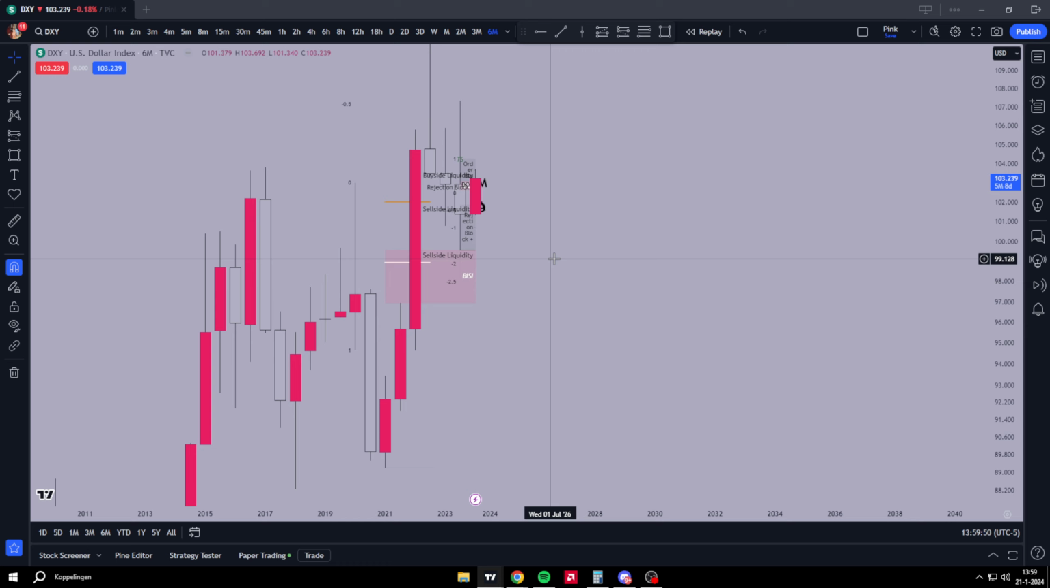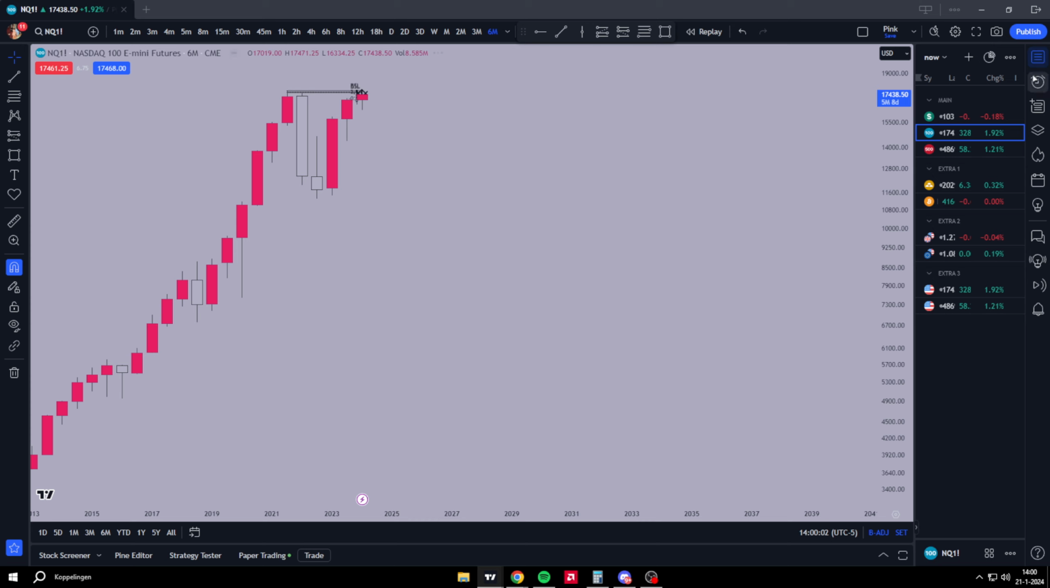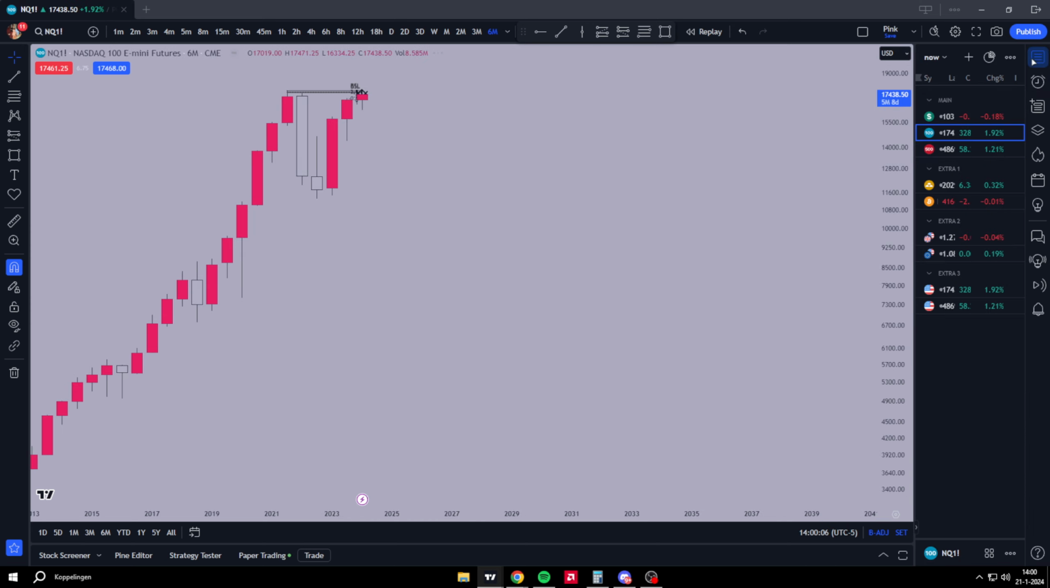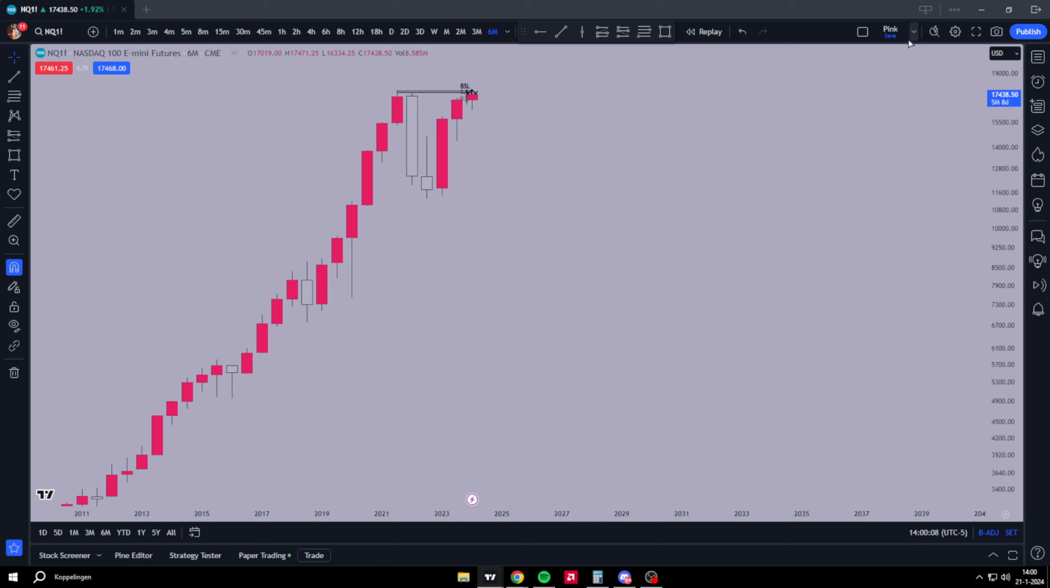But yeah, that's basically it. That's basically my analysis. I'm kind of tired, so I don't know if this analysis was fine, but this is basically it. So now you know my bias on NQ and on ES, and we'll see what the week brings, and hopefully it will be going all right.